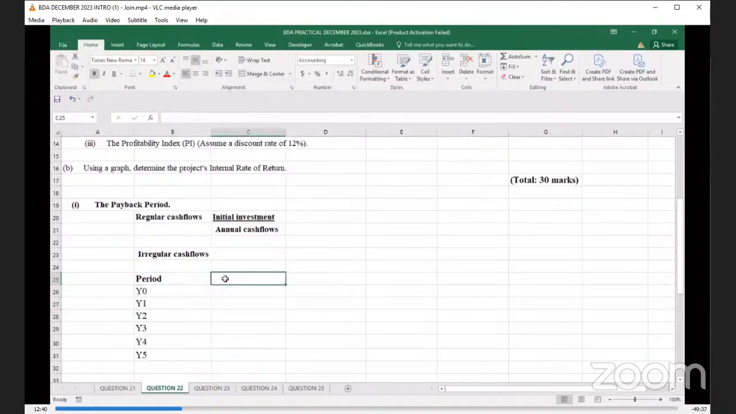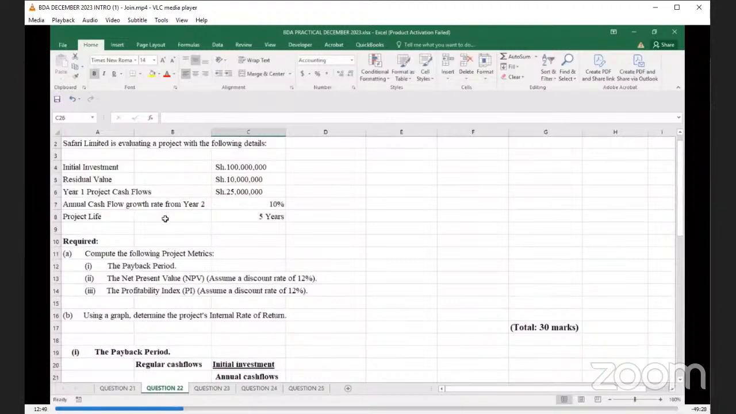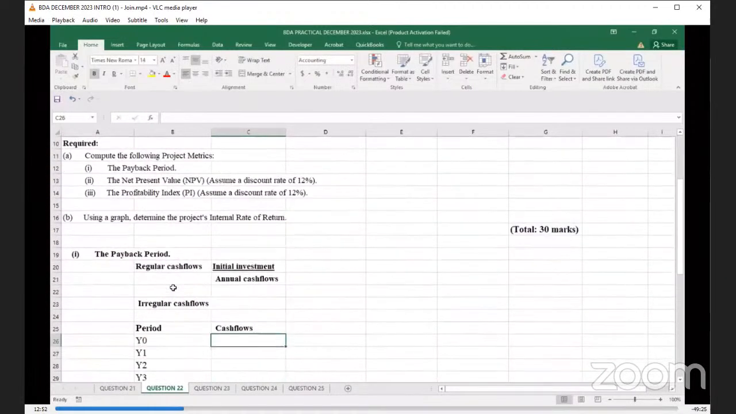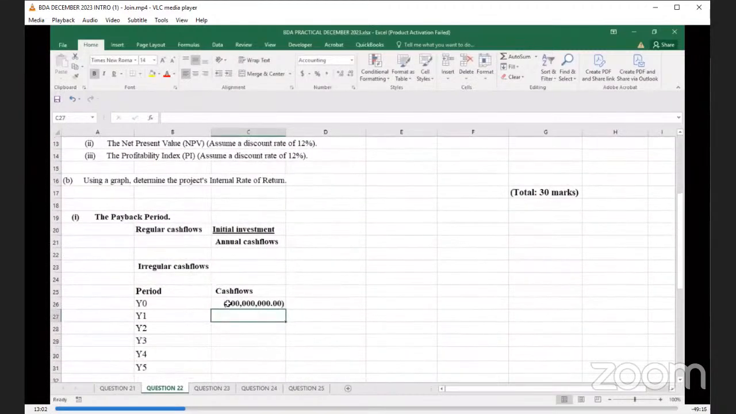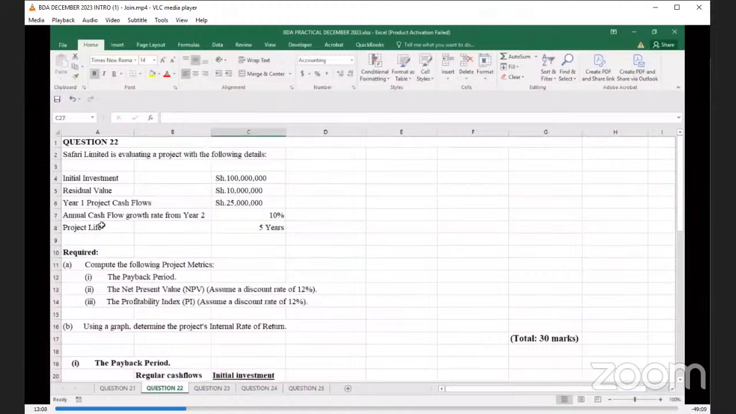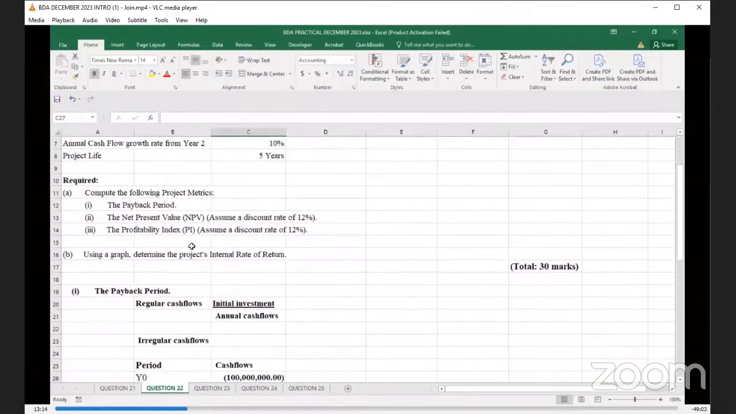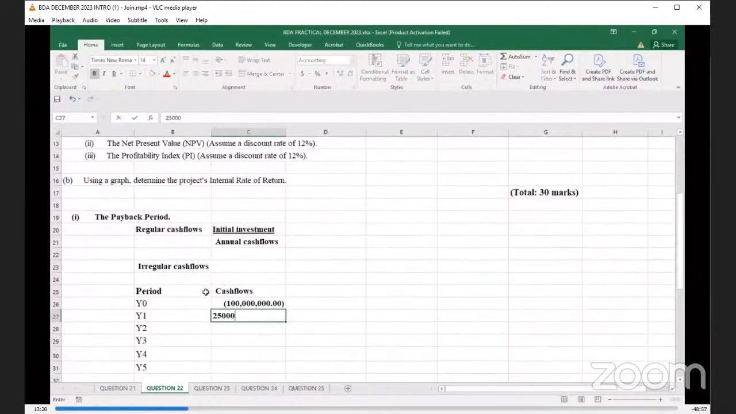Once I have this in mind, consider our cash flows. Let's see what the examiner has given us. The initial investment, that is year 0, is what I am going to take as an outlay. So I am having an outlay of 100 million. Our initial investment is 100 million. What about year 1? Annual cash flow growth rate for year 2 onwards was 10%, but year 1 project cash flow was 25 million. So for year 1, I am going to have 25 million at this point.